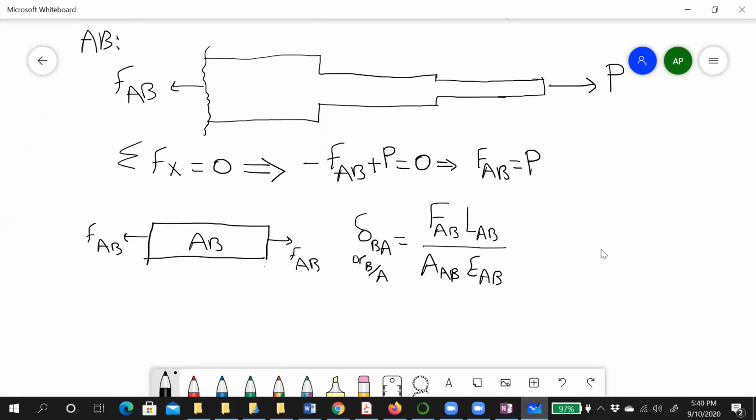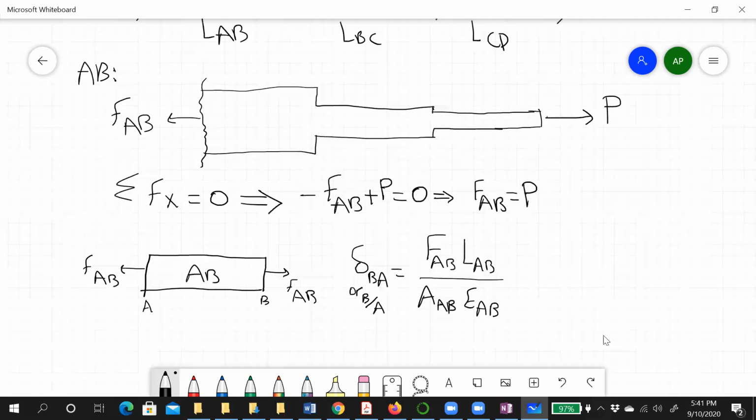For example, if this is point B, this is point A. Elongation at point B with respect to point A. This index, you can write BA or B over A. It's up to you. So now we just focus on these segments.